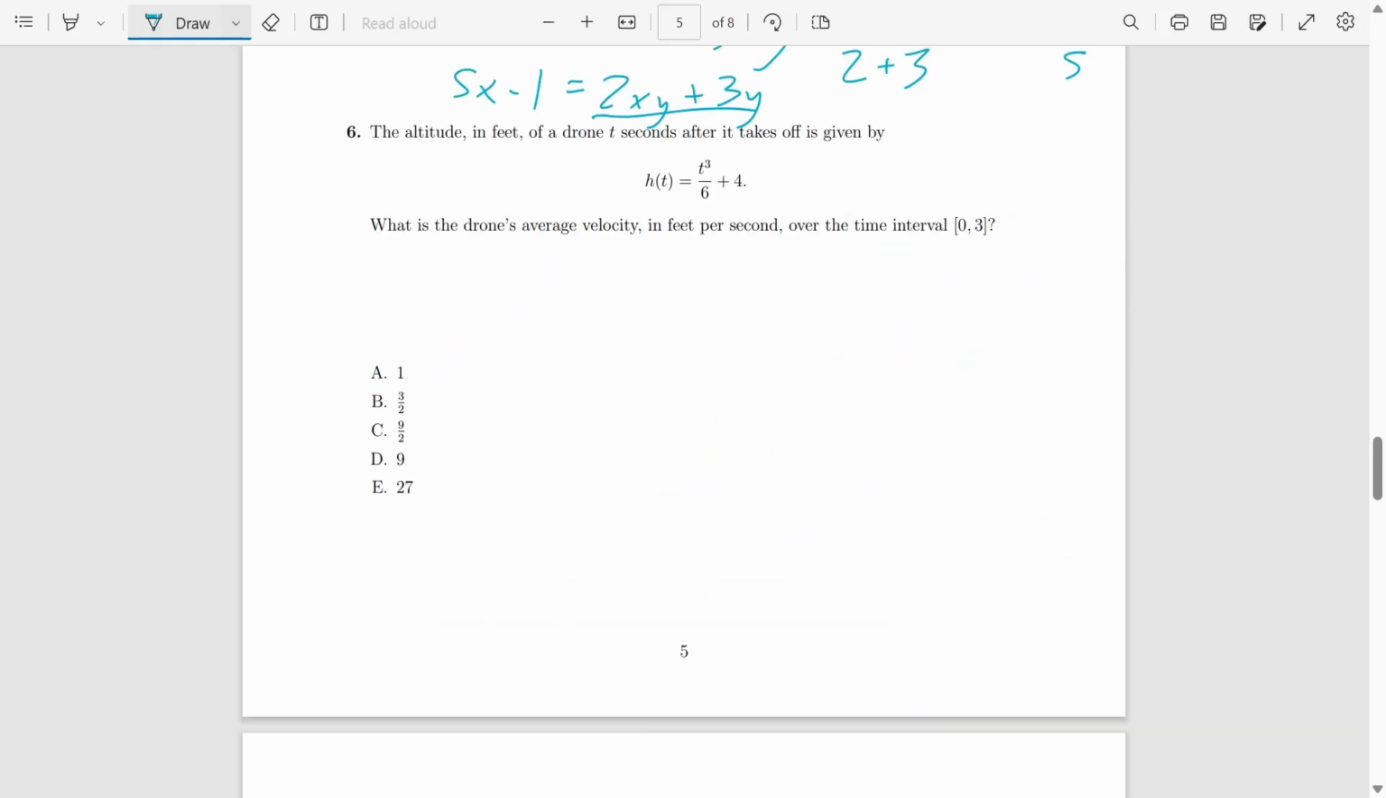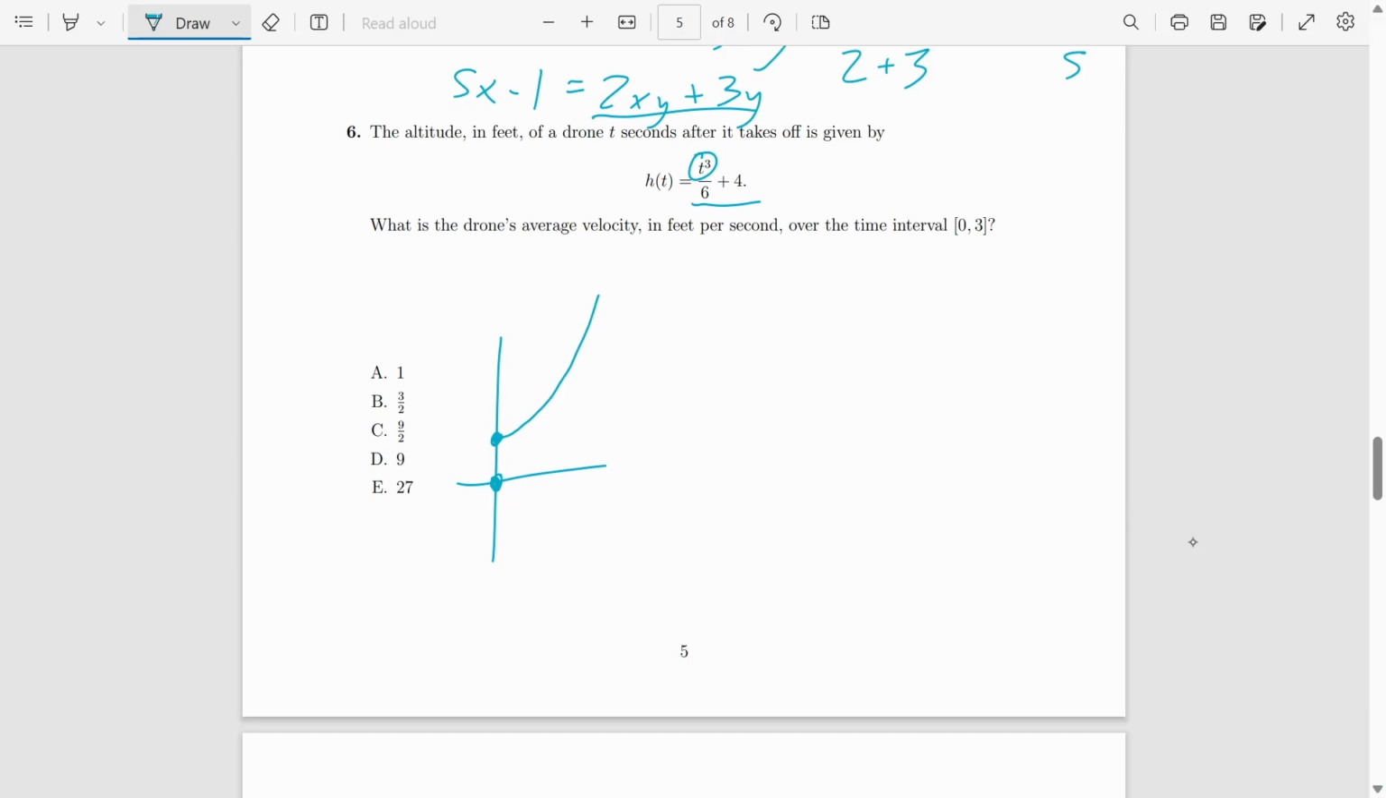All right, number 6, the halfway point. The altitude in feet of a drone t seconds after it takes off is given by this function. So basically what that means is if a drone starts, so let's draw this out. At the starting time 0, looks like it starts at 4, and then since it's a cubic function, it looks like it's going to go like that.